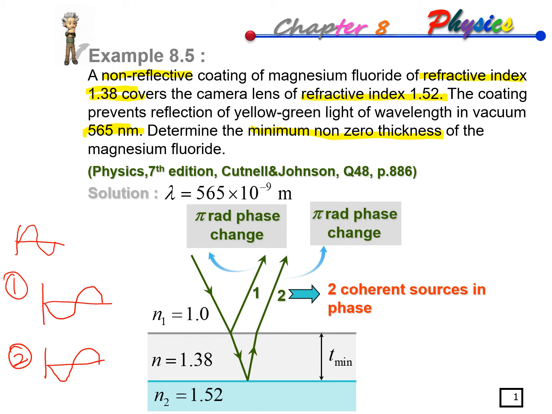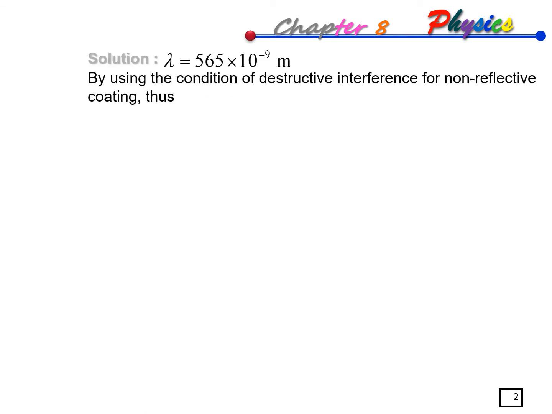In phase, that means m lambda you will end up with constructive interference, and m plus half lambda you will end up with destructive interference. Over here they want to determine the non-reflective condition, so preventing the reflection, which means it should be destructive interference. So we will apply m plus half. Let us look into the solution. For destructive interference, the equation you will end up with is 2nt = (m + 1/2) lambda.